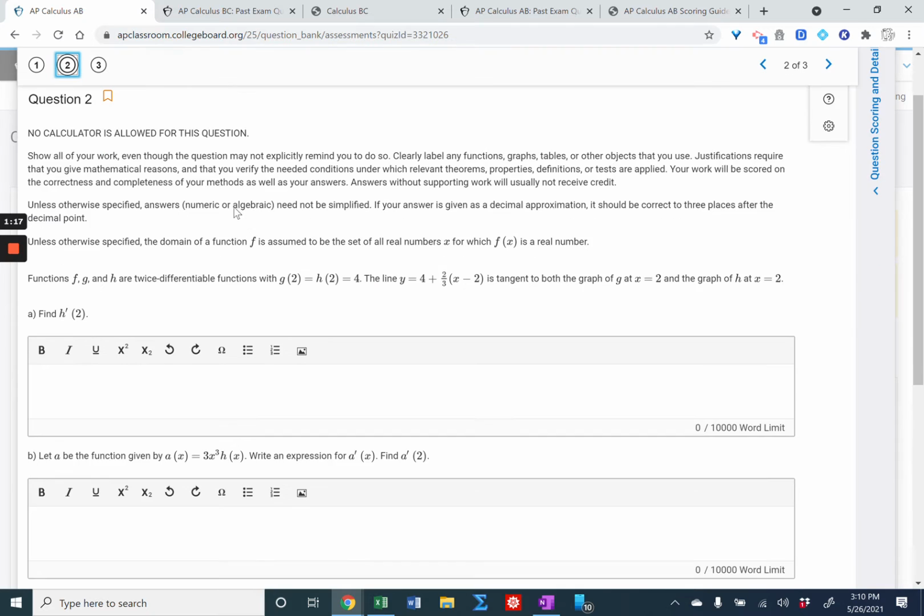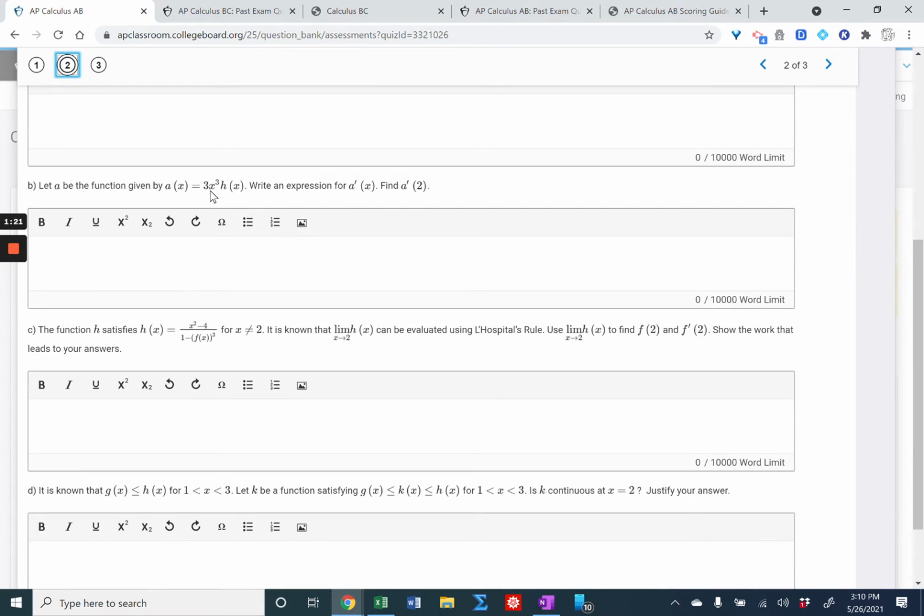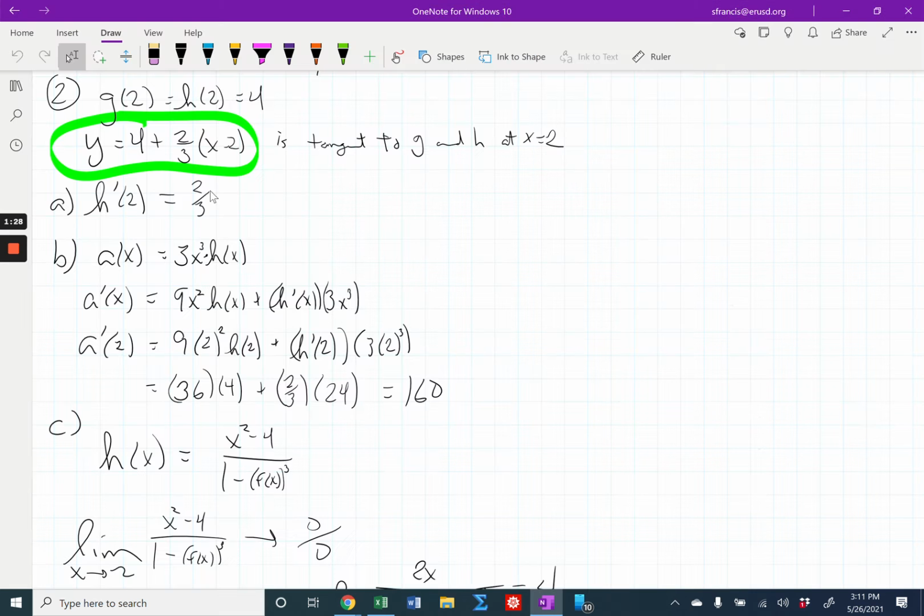Now for part B, let A be the function given by a of x equals 3x cubed times h of x. We want to write an expression for a prime of x and then find a prime of 2. And so this is a product rule problem. So you're going to just apply the product rule. Some of you didn't do that for some strange reason, and it should be pretty straightforward that it's a product rule problem. So we had 9x squared times h plus h prime times 3x cubed.